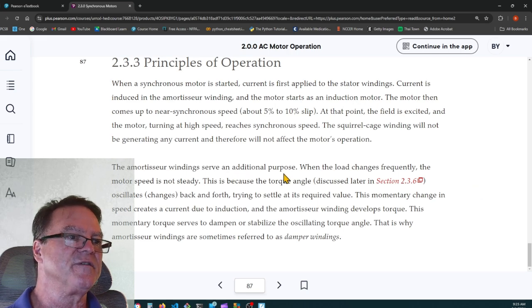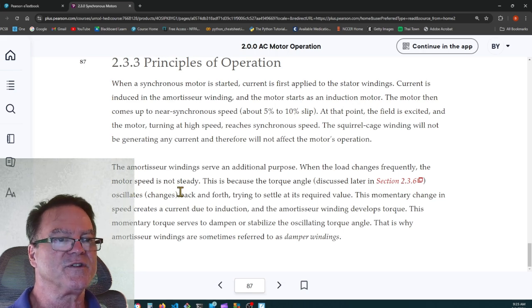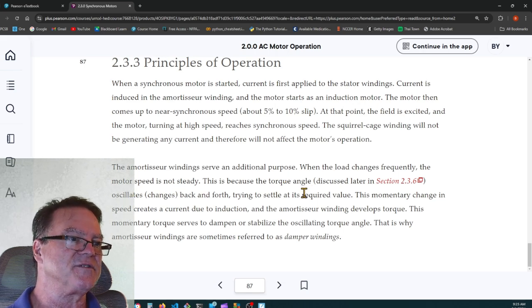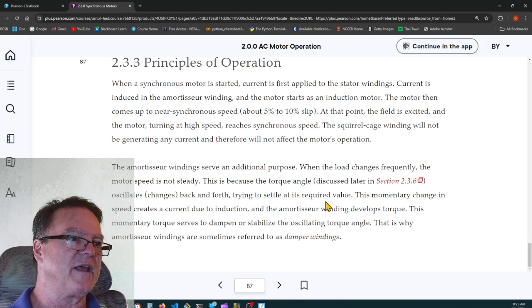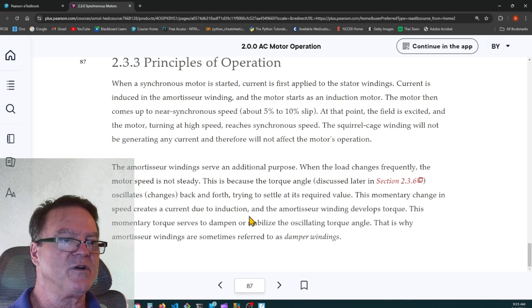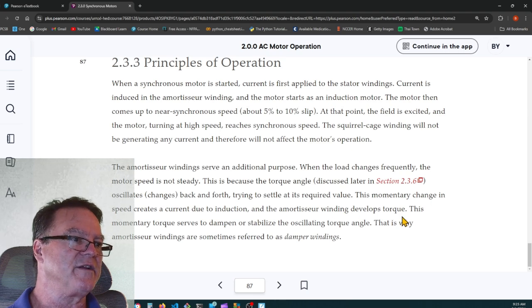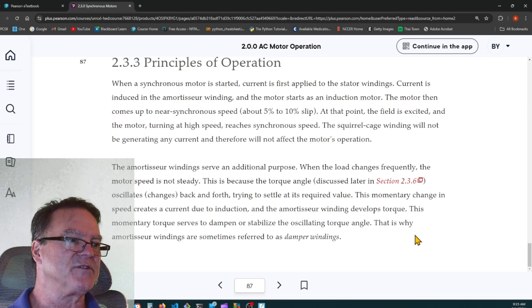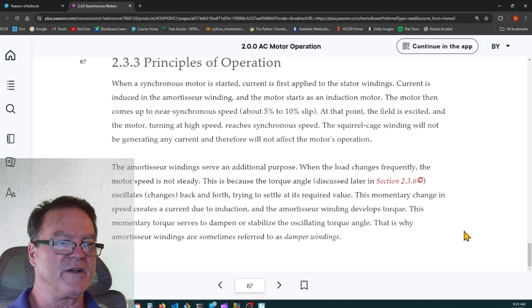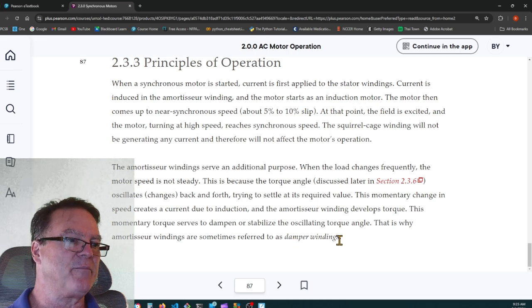Amortisseur windings serve an additional purpose when the load changes frequently. The motor speed is not steady. This is because the torque angle oscillates back and forth, trying to settle at its required value. This momentary change in speed creates a current due to induction, and the amortisseur winding develops torque. This momentary torque serves to dampen or stabilize the oscillating torque angle. This is why amortisseur windings are sometimes referred to as damper windings.